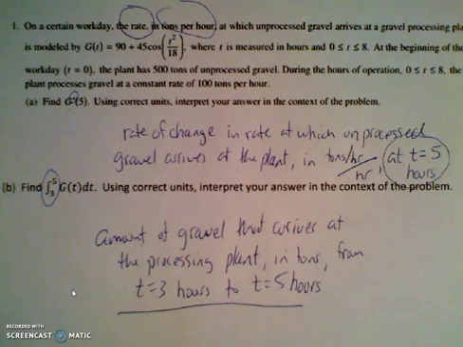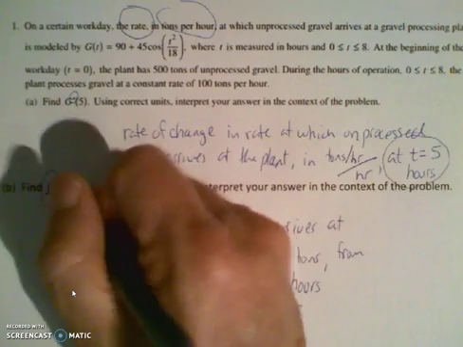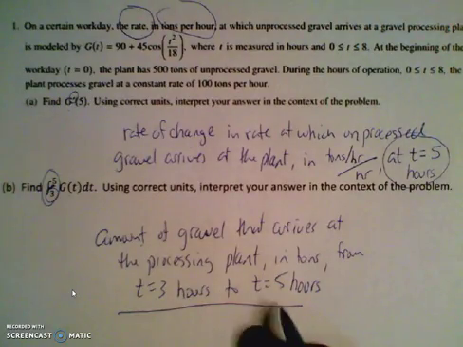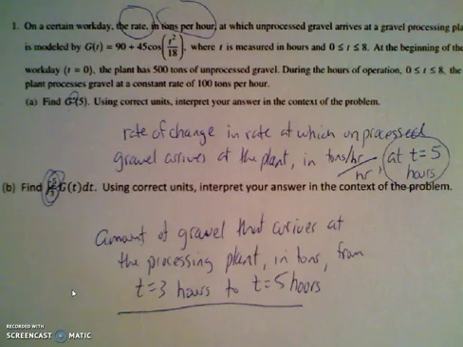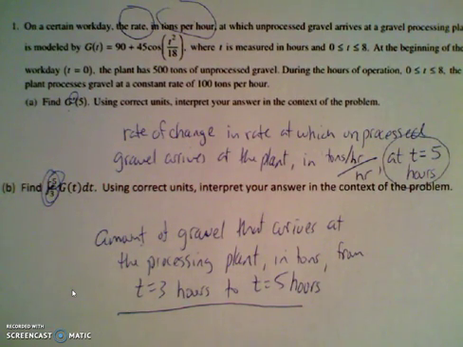Some students make a mistake and they'll say something like, during the 2-hour time interval. That's not correct because it's a very specific 2-hour time interval. It's best to say from the lower limit of integration to the upper limit of integration, or something like between t equals 3 hours and t equals 5 hours. The main thing is to remember you have to give an interval of time.